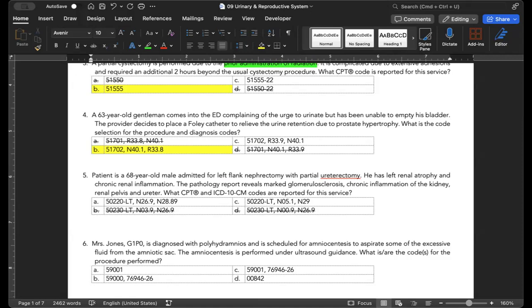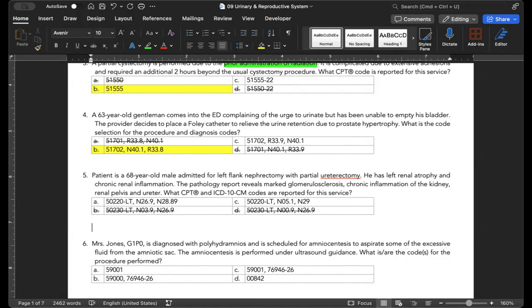Okay, so I've got one for each in the chat. Okay, I just got 2 more, one for each. So it sounds like we're split down the middle on this one. We're not sure if it should be the N05.1 for the unspecified nephritic syndrome, or should it be N26.9 for renal sclerosis?